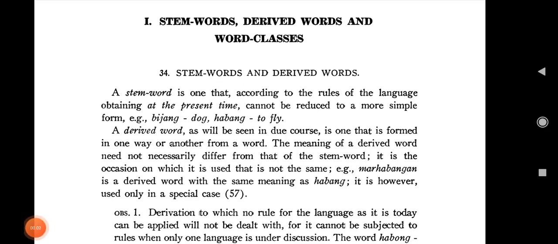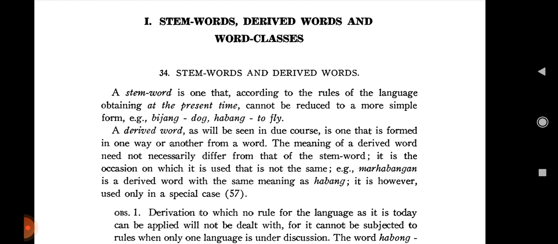Stem words, derived words, and word classes. Stem words and derived words. A stem word is one that, according to the rules of the language obtaining at the present time, cannot be reduced to a more simple form, igi biang dog, habang to fly. A derived word, as will be seen in due course, is one that is formed in any way from a word.